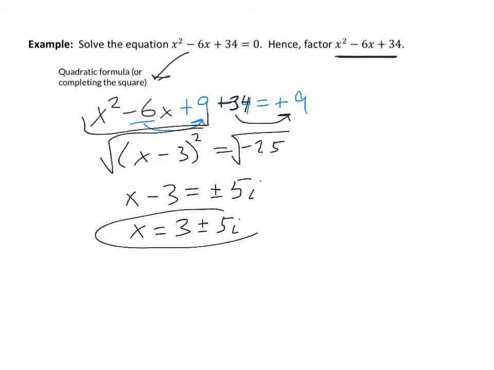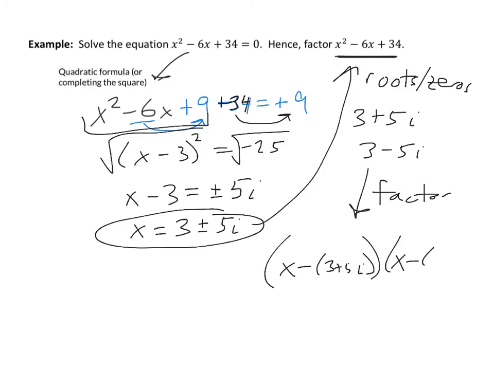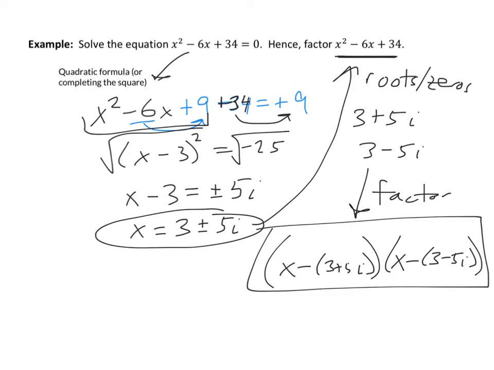So now that I know what the solutions are, it means that the roots, or the zeros, of this polynomial are 3 plus 5i and 3 minus 5i, and that means that we can factor it by writing (x minus (3 plus 5i)) and (x minus (3 minus 5i)). And that's it, we factored it. So this again is an example of the relationship between solutions to an equation, roots and zeros of a polynomial, and then factors of that polynomial.